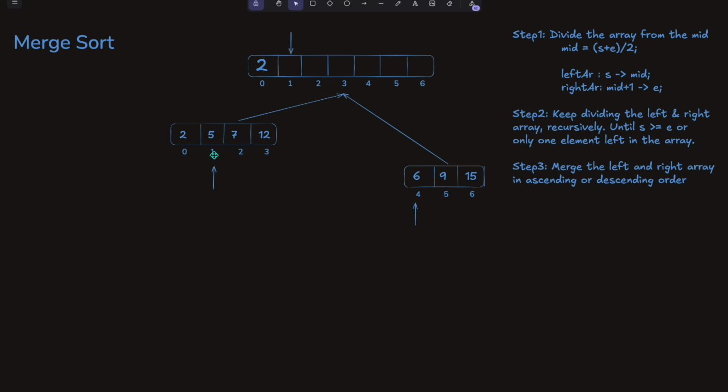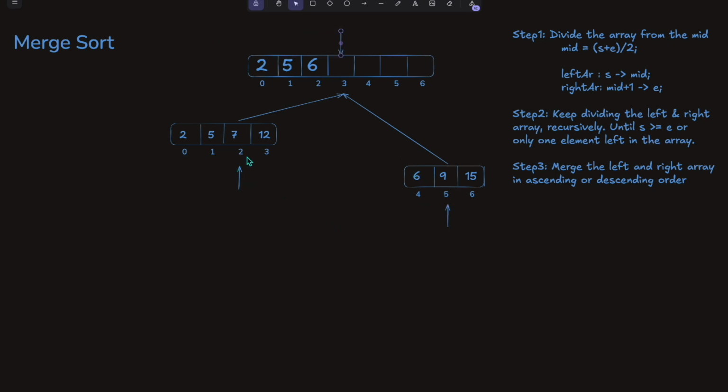Now again we will check index 1 with index 4. 5 is less than 6, so we will place 5 here, and this will move to the next index, and this will also move to the next index. Now we will check index 2 with index 4. Now index 4 value is less, so we will place it here, which is 6, and we will move this to the next index. In this case we will not move the other pointer because we have not taken a value from this index, and this will also move to the next index.